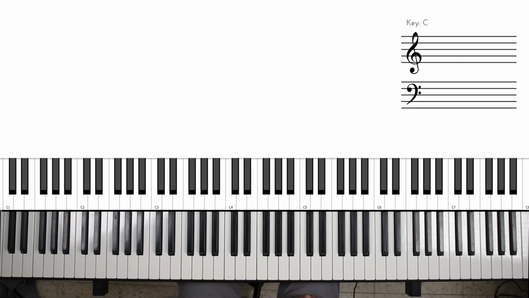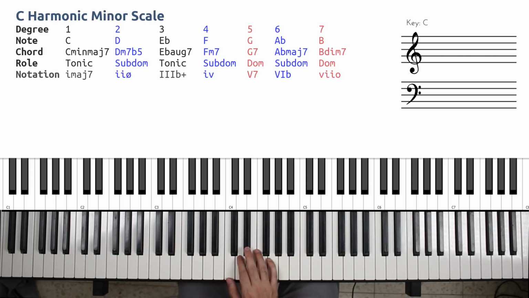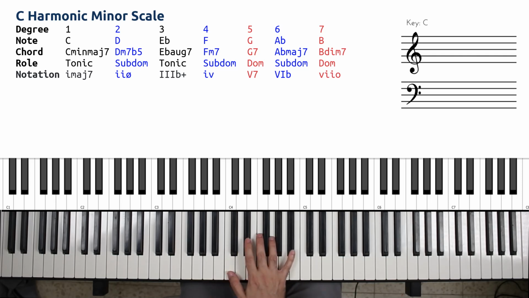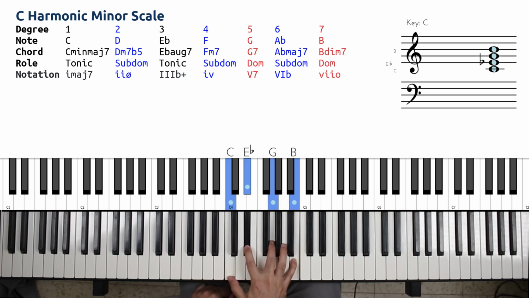Let's try another minor scale, this time the harmonic minor. Again, we'll confine ourselves to C harmonic minor just to be concrete, and this scale is shown here. Now, as before, we start with a seventh chord built on the first, third, fifth, and seventh degrees of this scale. And again, this is a minor major seventh chord. And now we can start playing it.